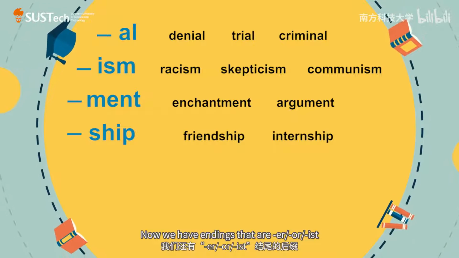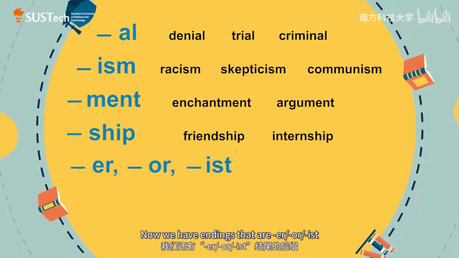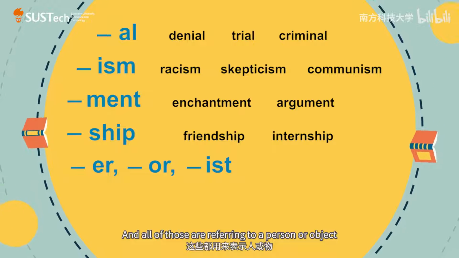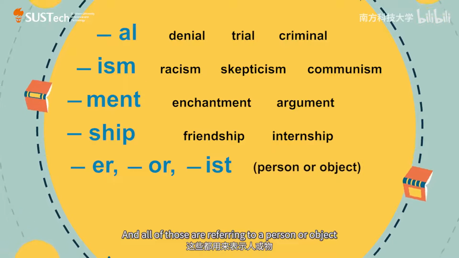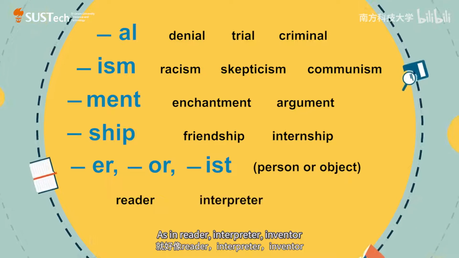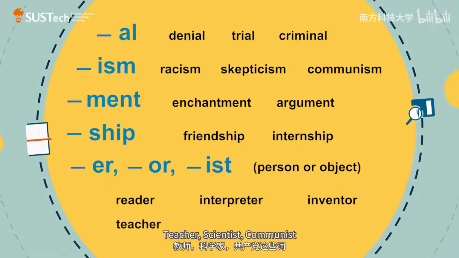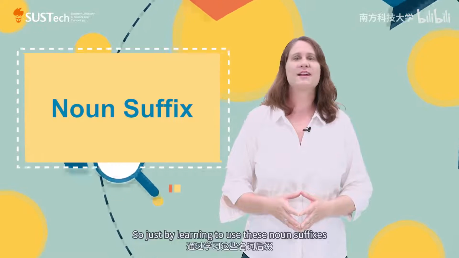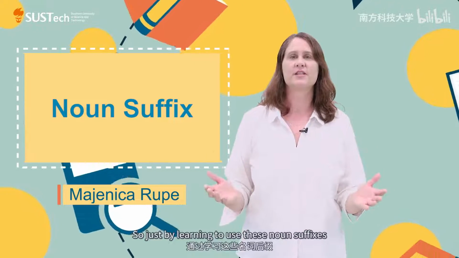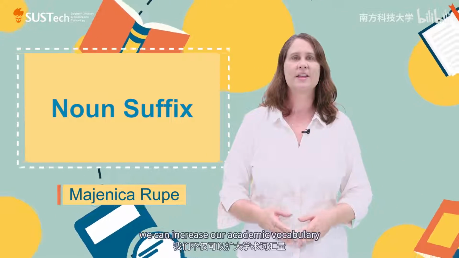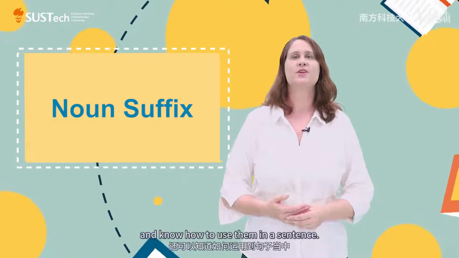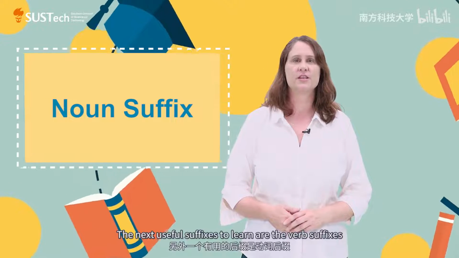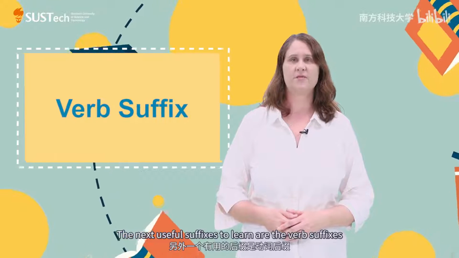Now we have endings that are ER, OR, or IST. And all of those are referring to a person or an object, as in reader, interpreter, inventor, teacher, scientist, communist. So just by learning to use these noun suffixes, we can increase our academic vocabulary and know how to use them in a sentence. The next useful suffixes to learn are the verb suffixes.